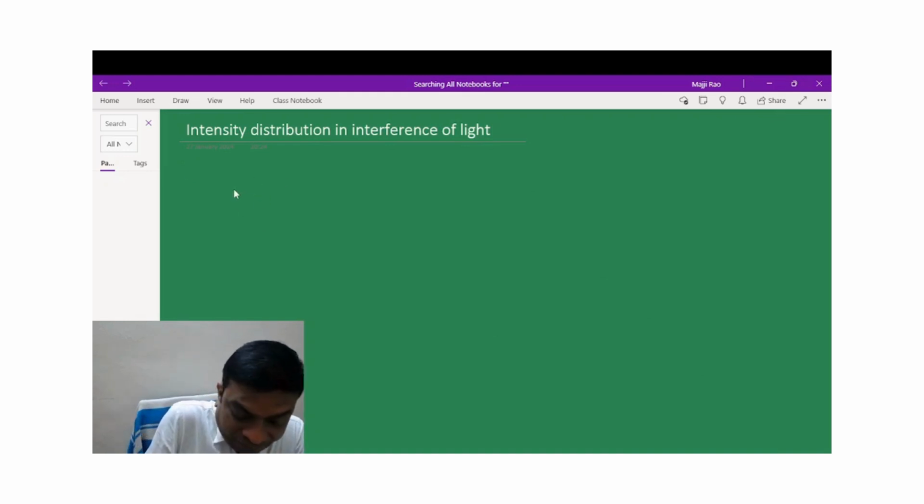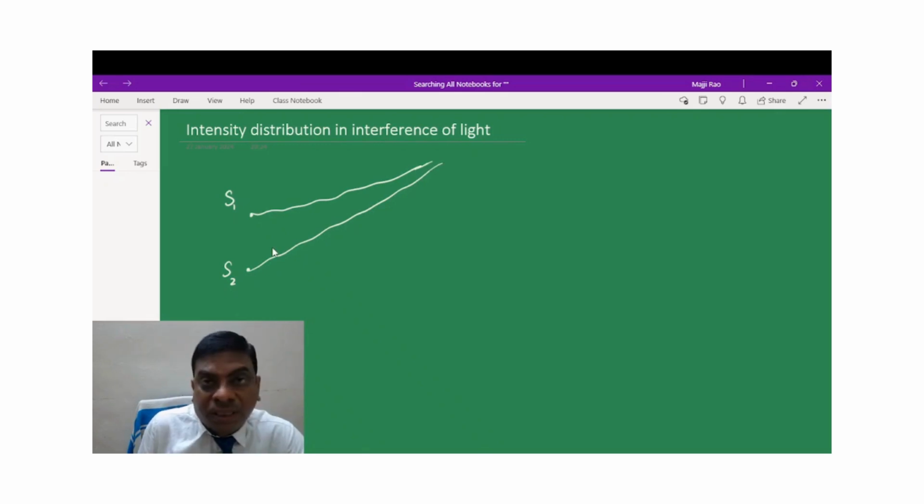Now you see students, basically we have a source S1 here, a light source, and the source S2. In interference it is necessary that the sources emit waves of constant phase difference. Either the phase difference must be zero between them or it should be constant with time. And the second most important thing is that their frequencies must be same.